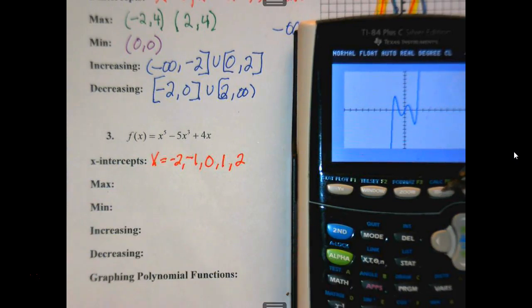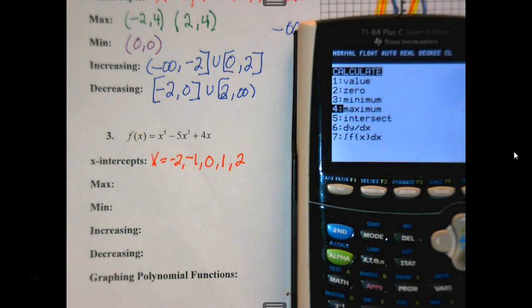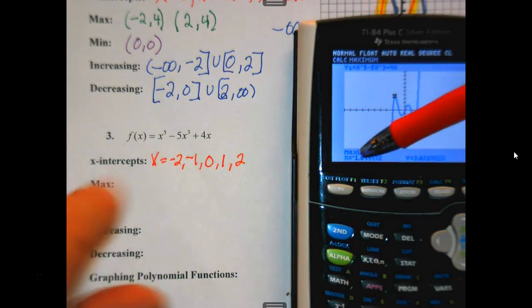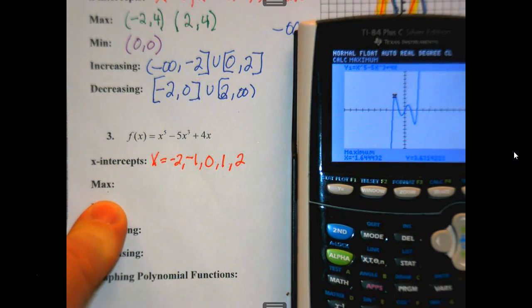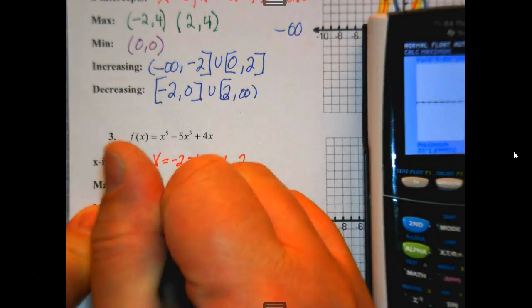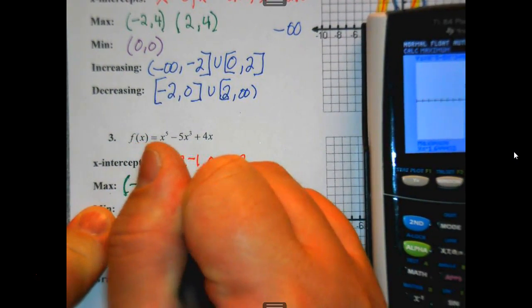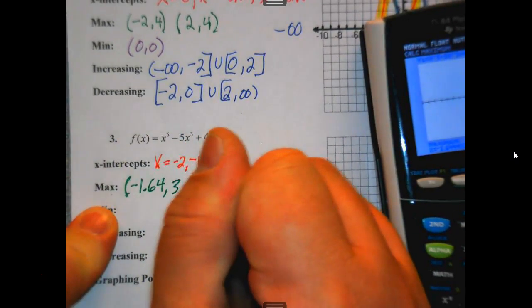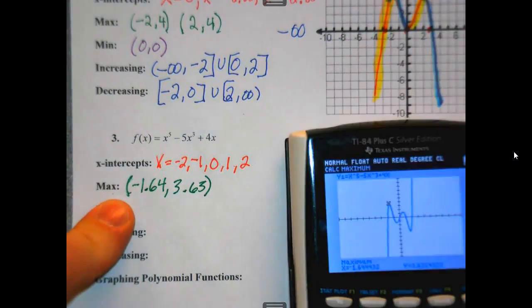So second trace, go to max, enter, left bound, get to the left of that vertex, hit enter, right bound, hit enter, and enter again. It tells me the vertex of that maximum, which is -1.64, 3.63, right? If I'm off, tell me. I can't see. I'm old and feeble.